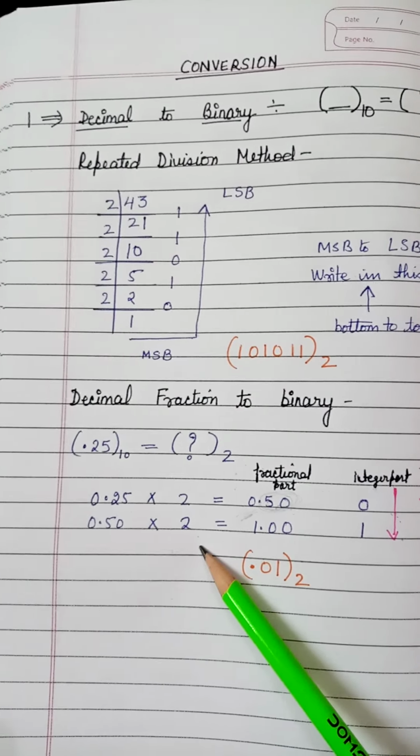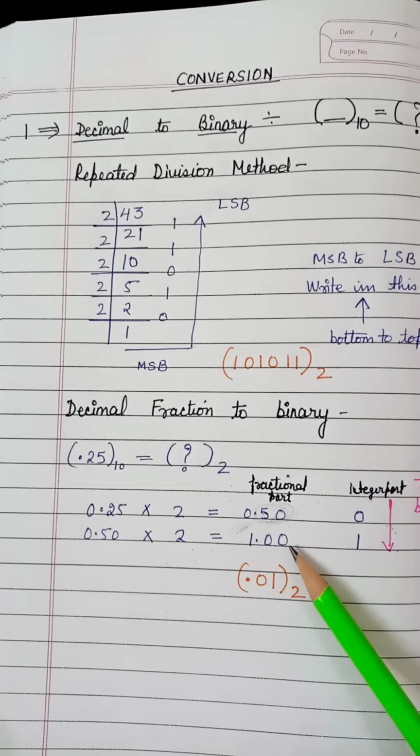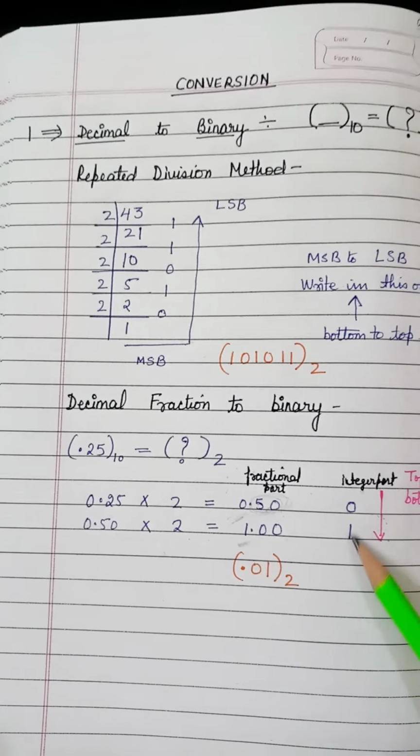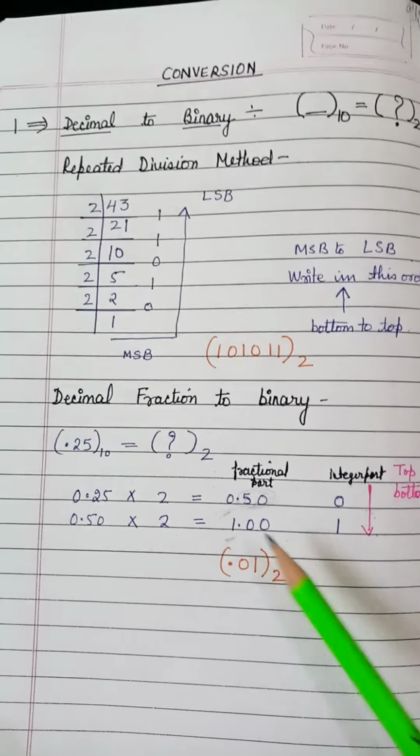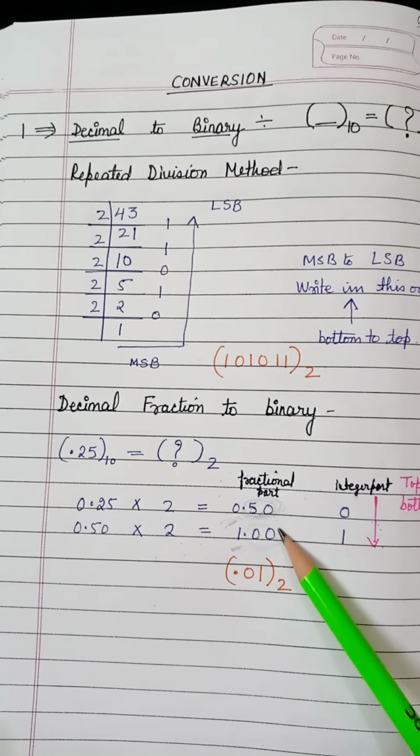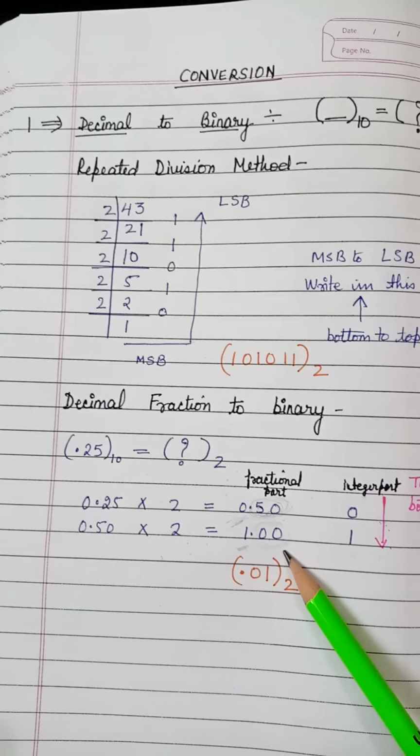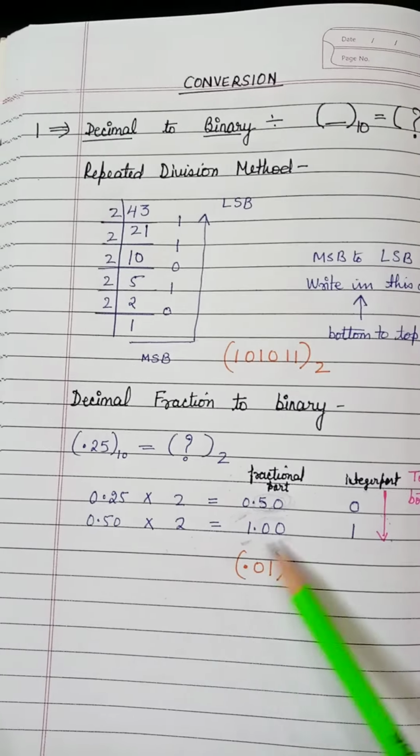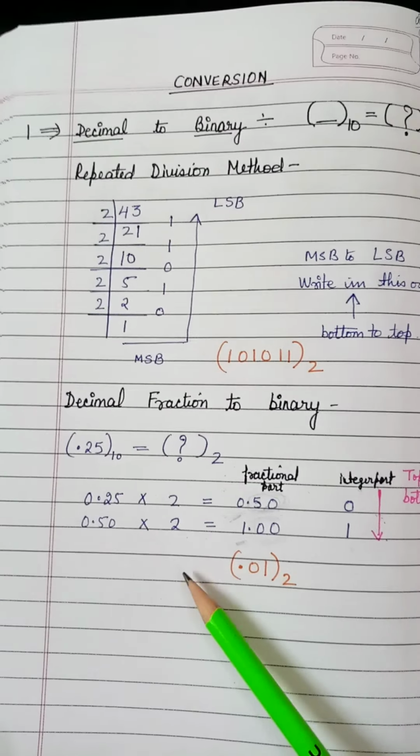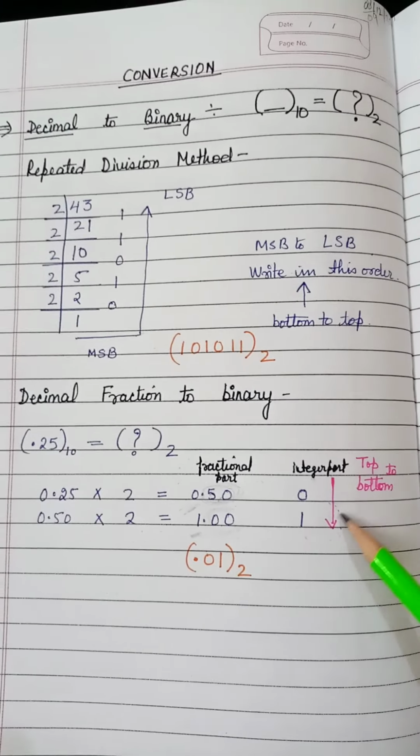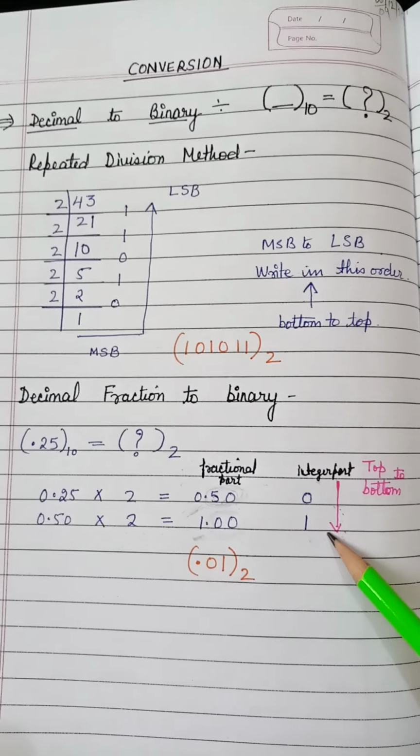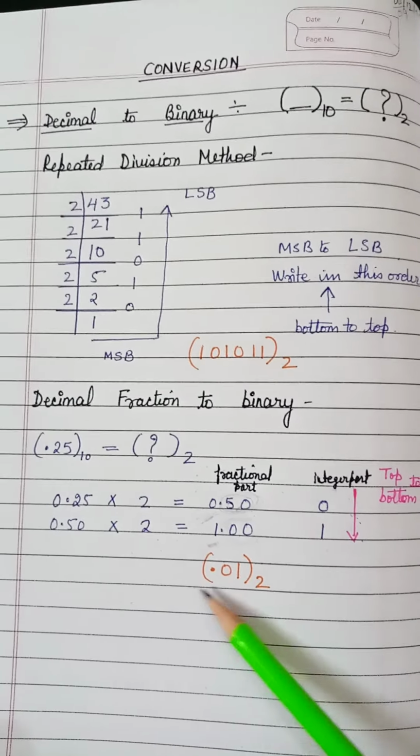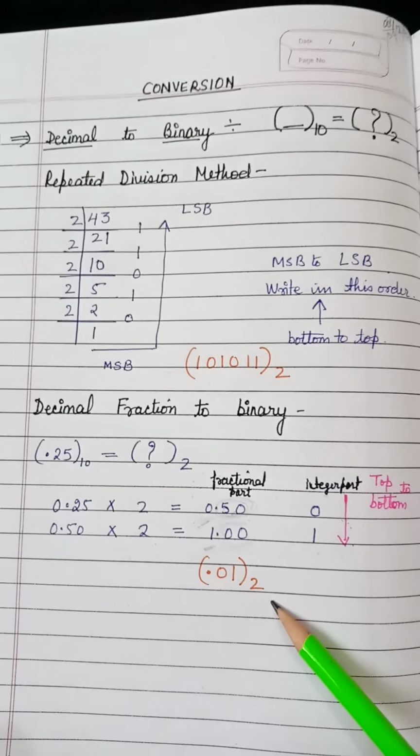Now fractional part again you will multiply by 2. 0.50 into 2 you will be getting 1.00. Okay, so write down the integer part, that is 1 over here. Okay, now you are not getting any fractional part. Okay, if we get any fractional part again, then we will be multiplying that with the 2 again. Okay, so now 0 and 1 you have to write down the answer from top to bottom. So the answer will be 0.01 base 2.